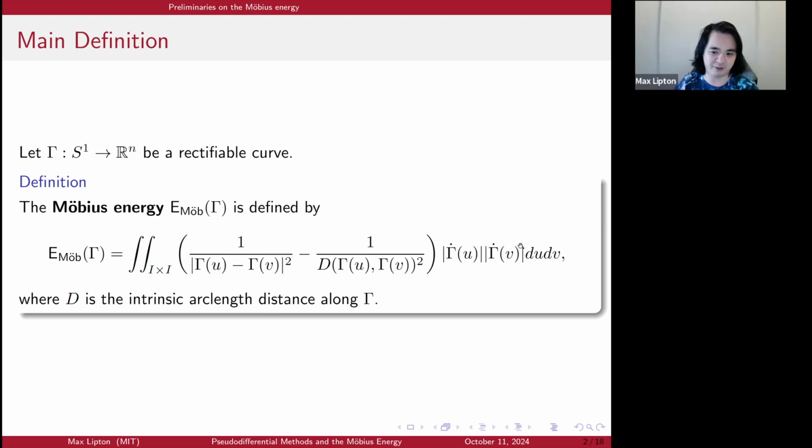And then we integrate with respect to the arc length parameter, because we want our Mobius energy to be invariant under reparametrization. So in other words, we want the Mobius energy to be a property of the image of the curve, the geometry of the object, rather than the functions that we happen to use to describe it.